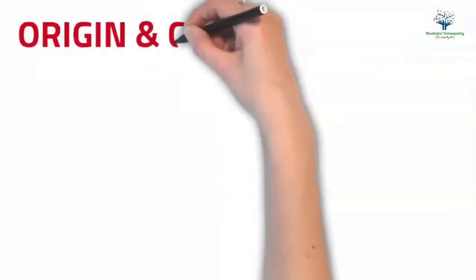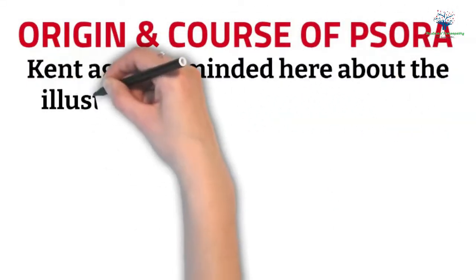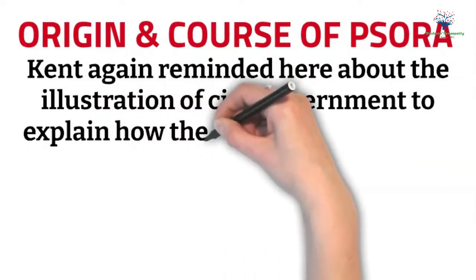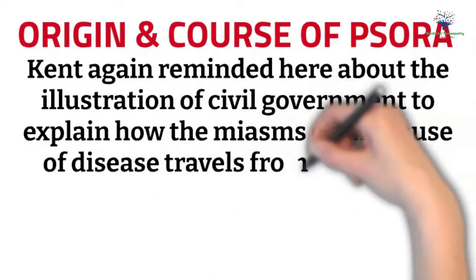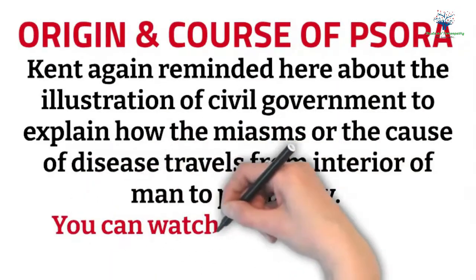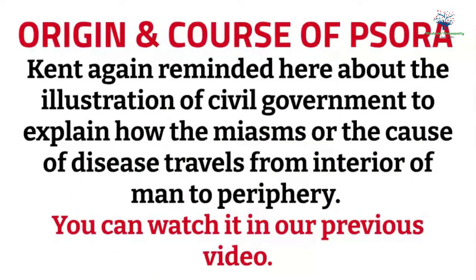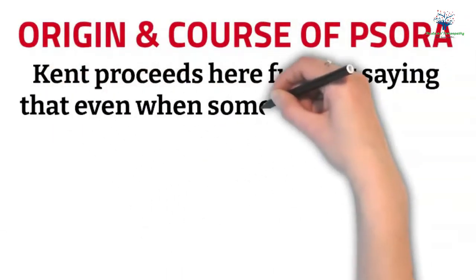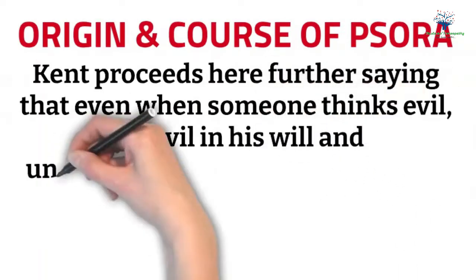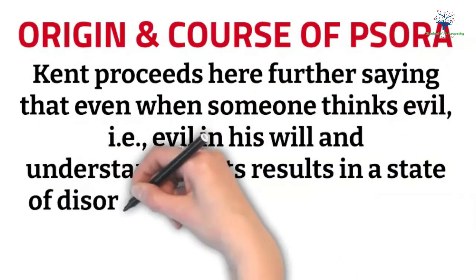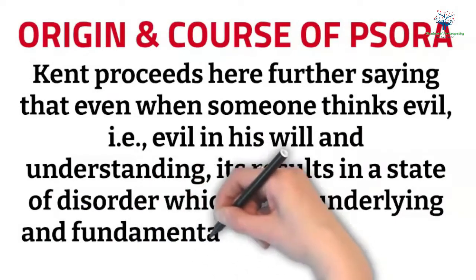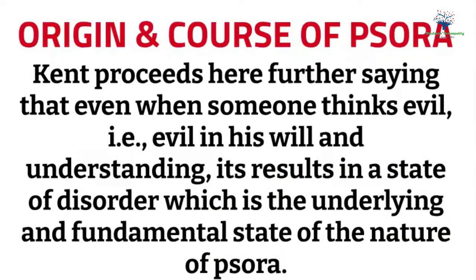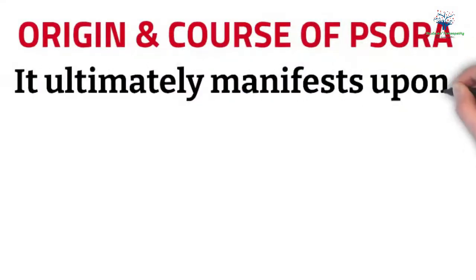So next, origin and course of psora. Kent again reminded here about the illustration of civil government to explain how the miasms or the cause of disease travels from interior of man to periphery. You can also watch it in our previous video. Kent proceeds further saying that even when someone thinks evil, that is evil in his will and understanding, its result is a state of disorder which is underlying or fundamental state of nature of the psora. It ultimately manifests upon the body producing tissue changes.